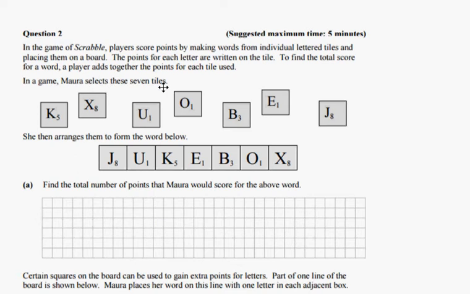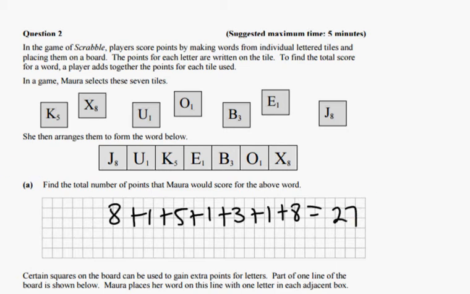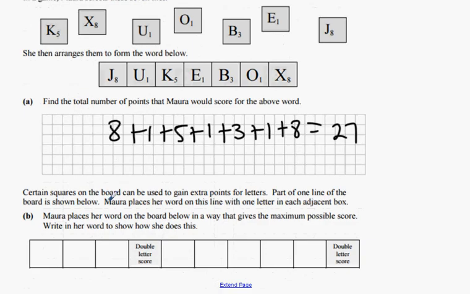In the game, Mara selects each of the 7 tiles and then makes the word jukebox. Find the total number of points Mara would score for above. So look, she gets 8 for the J, 1 for the U, 5 for the K, 1 for the E, 3 for the B, 1 for the O, 8 for the X, and when you add them all up together, you're going to get 27.